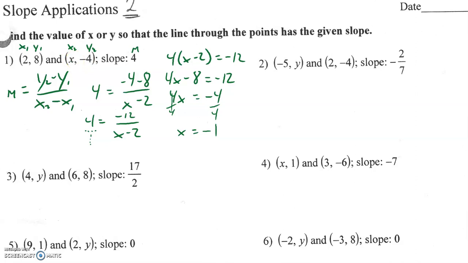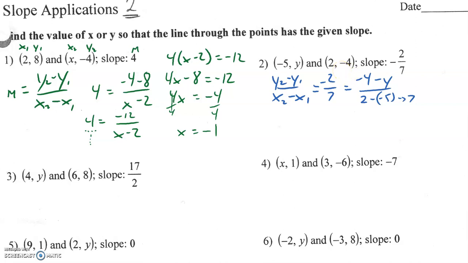Now I'm going to try the second one over here. Once again, I'm going to write out my expression, y2 minus y1 over x2 minus x1, for my slope, and this has to give me negative 2 over 7. I'm going to substitute some values in here. My y2 is negative 4, take away y1, which is the value I don't know. Then my x2 is 2, minus a negative 5. Down here, 2 minus negative 5 is just going to give me 7.